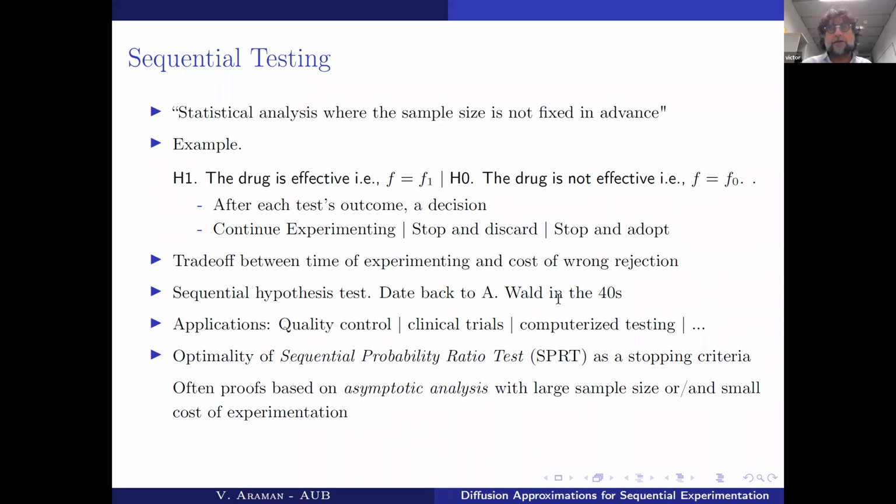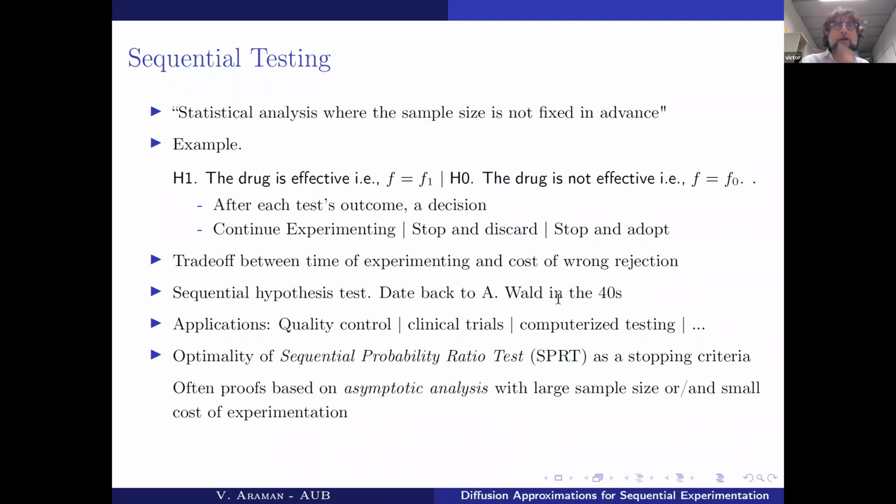Now, there are many variants of sequential testing. We have optimal or asymptotically optimal solutions for these, and a lot of the time the proofs are based on large sample size, basically letting time go on, and in particular, letting the cost of experimentation become smaller and smaller.